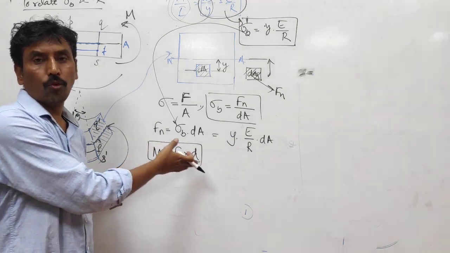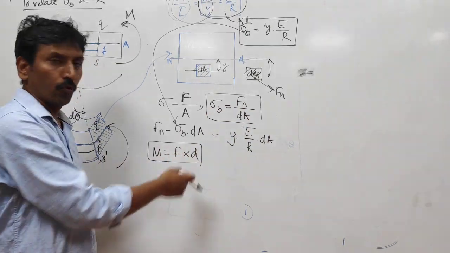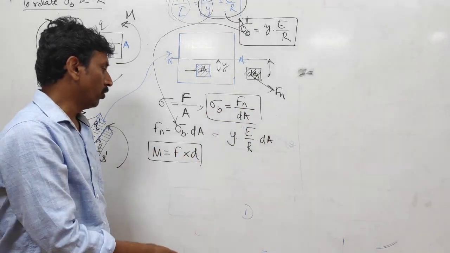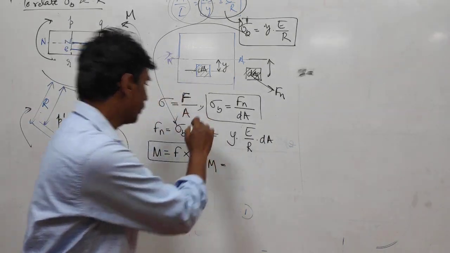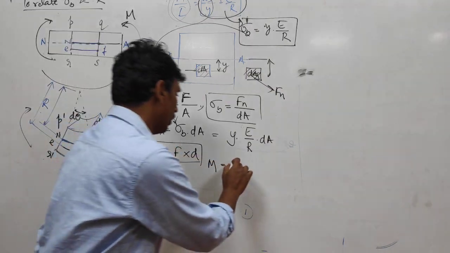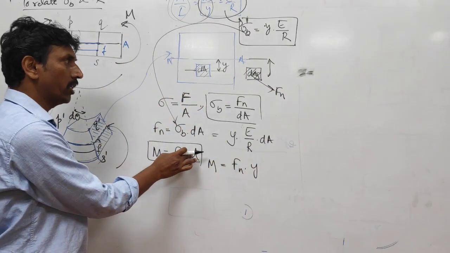Torque is equal to force into radius. Like that, moment is equal to force into distance. So the same thing I am trying to do. So moment m for this element can be written as Fn into y, because this distance is nothing but y.